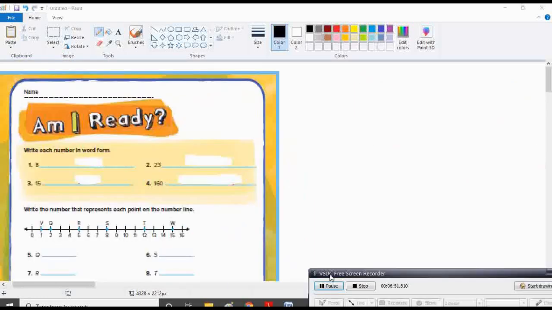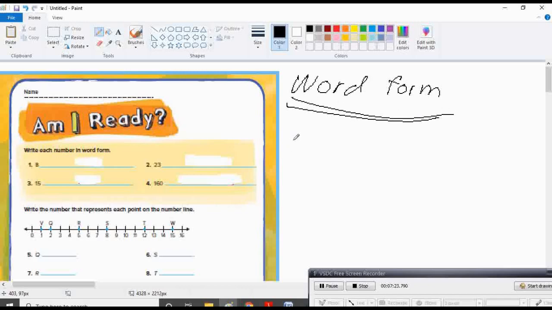Hello, grade 5. Today's lesson will be the first topic in your book. Are you ready to learn place value, standard form, and the word form? In word form, we will deal with the names of the numbers. Okay? You have to write the correct spelling of each number.